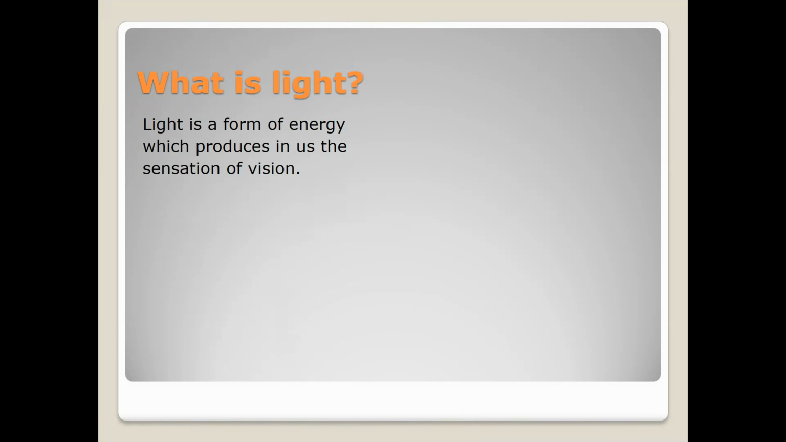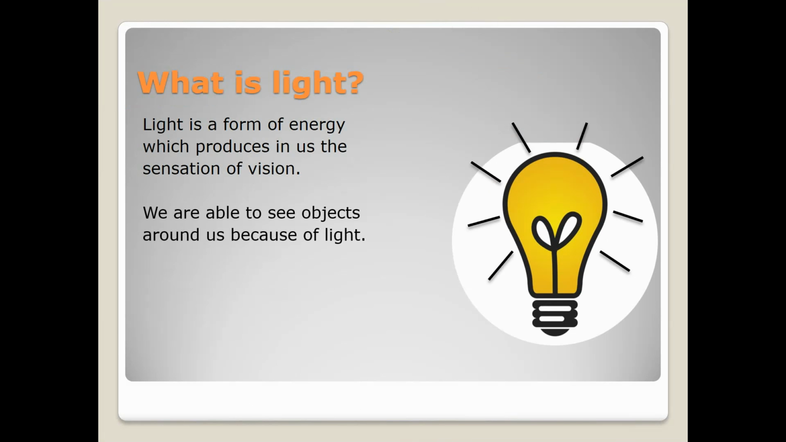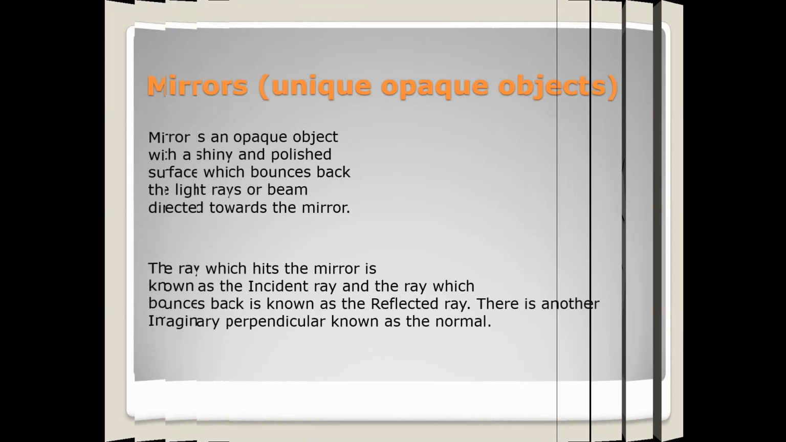Before we start, I want to get an answer for what is light. According to me, light is a form of energy which produces in us the sensation of vision. We are able to see objects around us because of light. Light travels in a straight line.